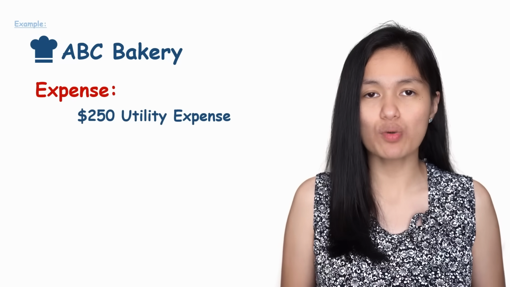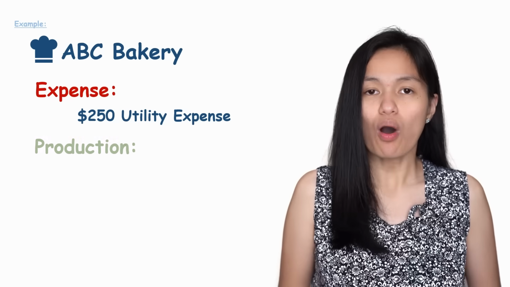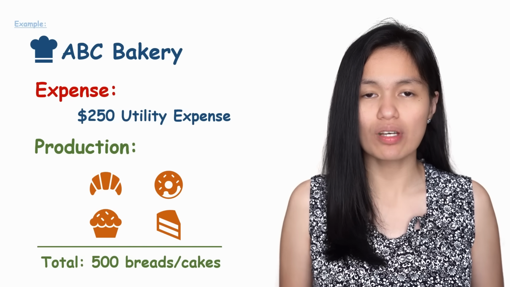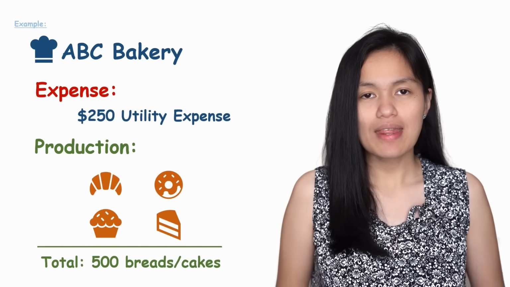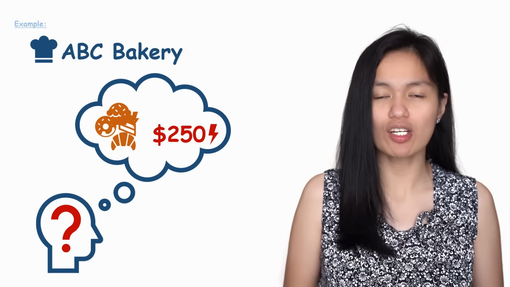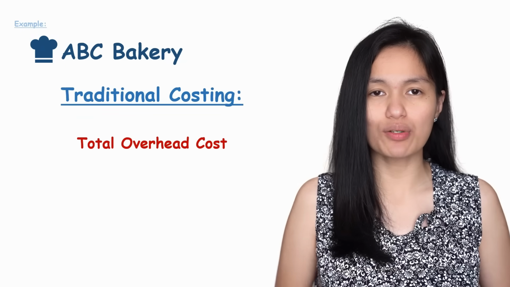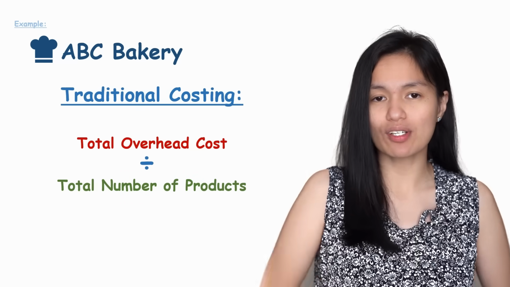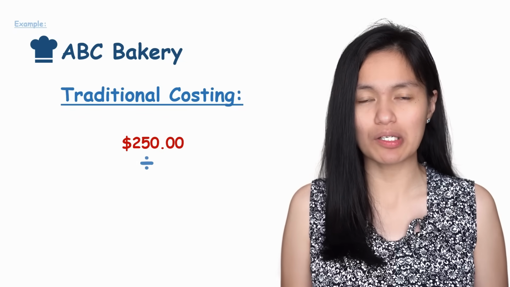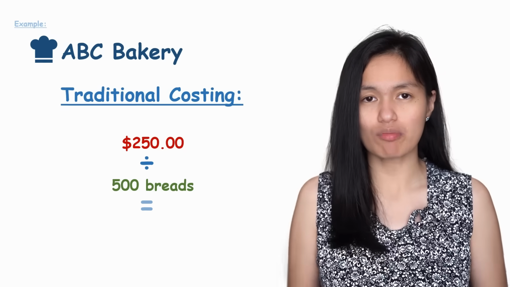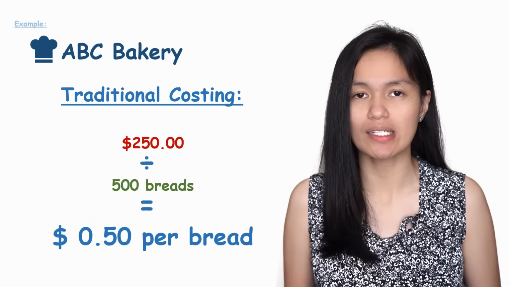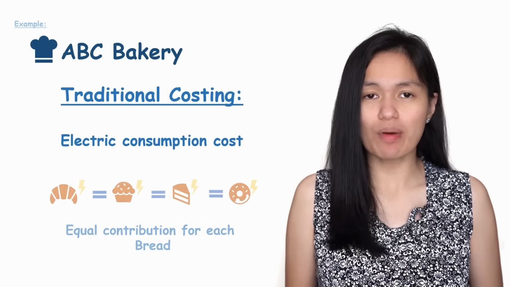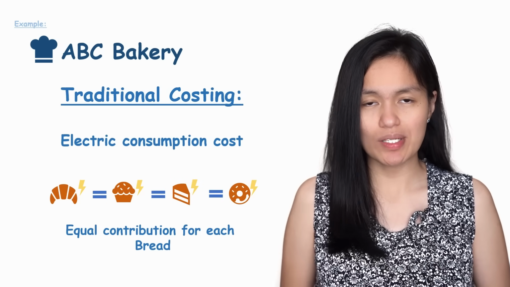Say you're running a bakery, and at the end of the month, you have incurred a $250 electricity bill. Also for that month, you have produced and sold 500 different types of bread. Now you would like to know how much each of the bread contributes to the electricity expense. Well, using the traditional costing, all you have to do is to divide the total overhead cost by the total number of products. So given the example, $250 electricity bill divided by 500 different types of bread gives us 50 cents per bread. This means to say that each bread contributes 50 cents to the electricity bill.